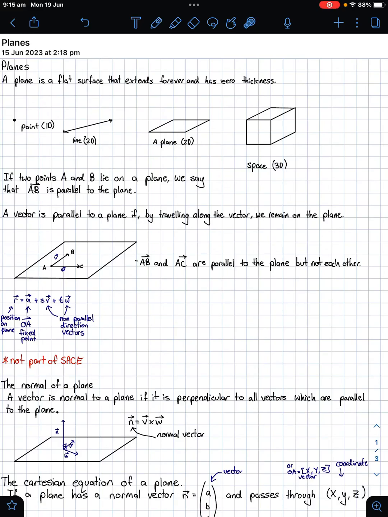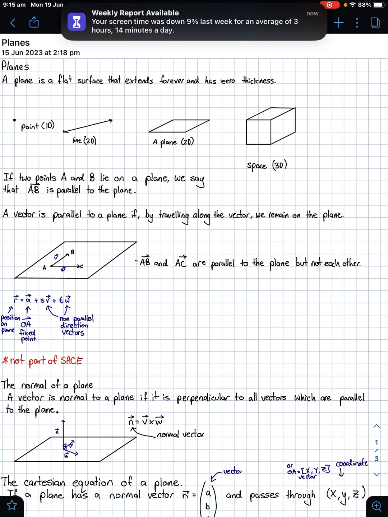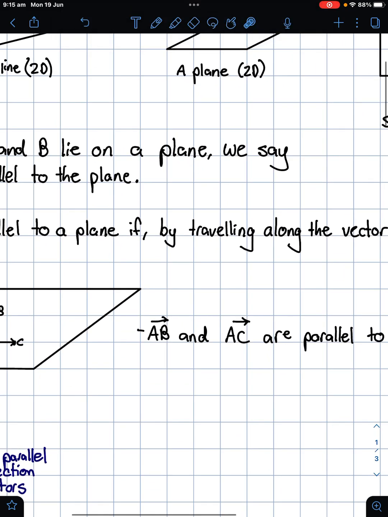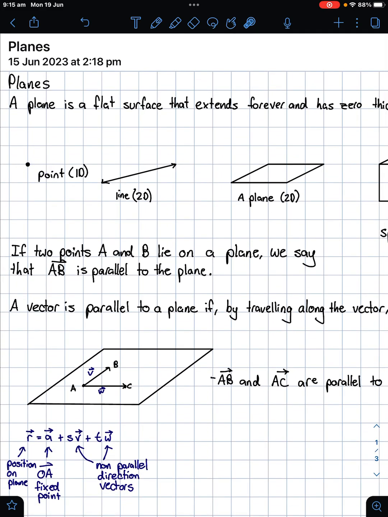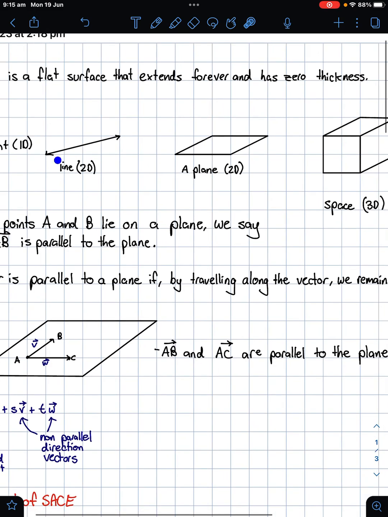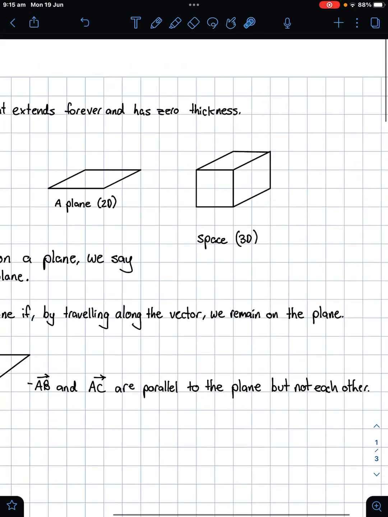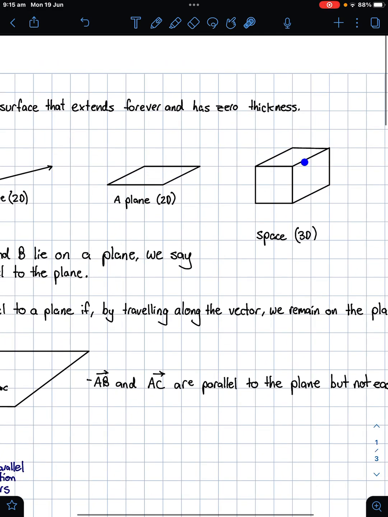All right, we're jumping into our next topic, which is planes. So we've so far looked at vectors, which obviously are just lines in this space. But we're now jumping into planes. By definition, we've looked at points, which are one-dimensional. We've looked at lines, which are two-dimensional. We've talked about planes in space, but we're now going to look at planes a little bit more in depth.